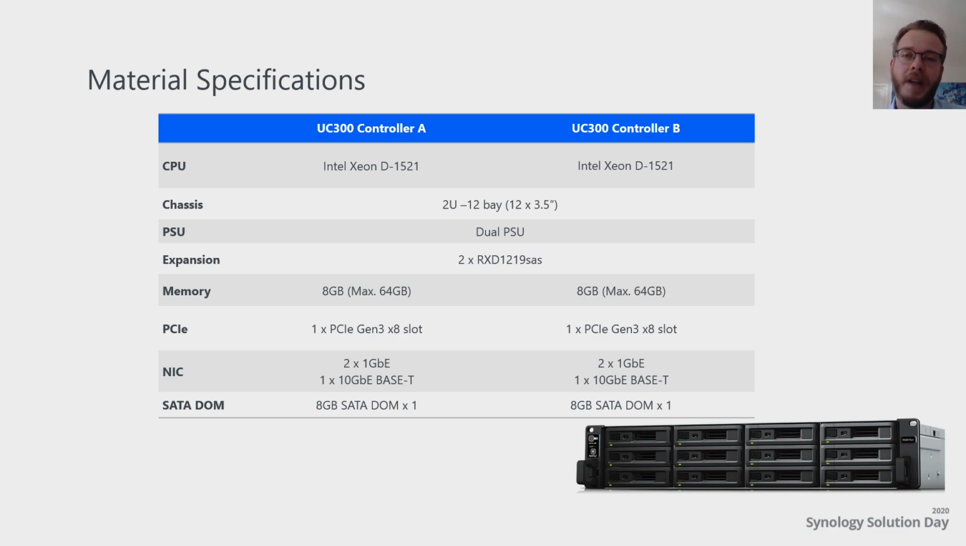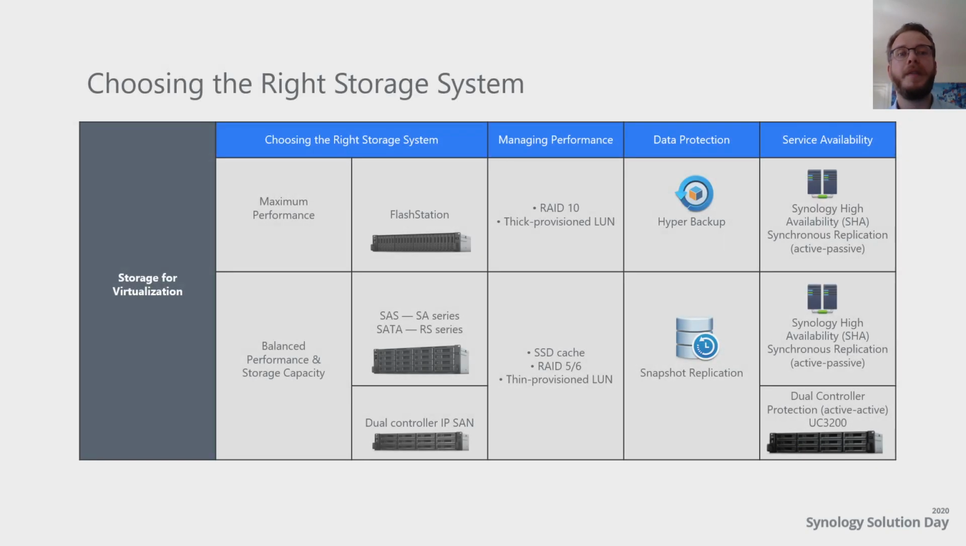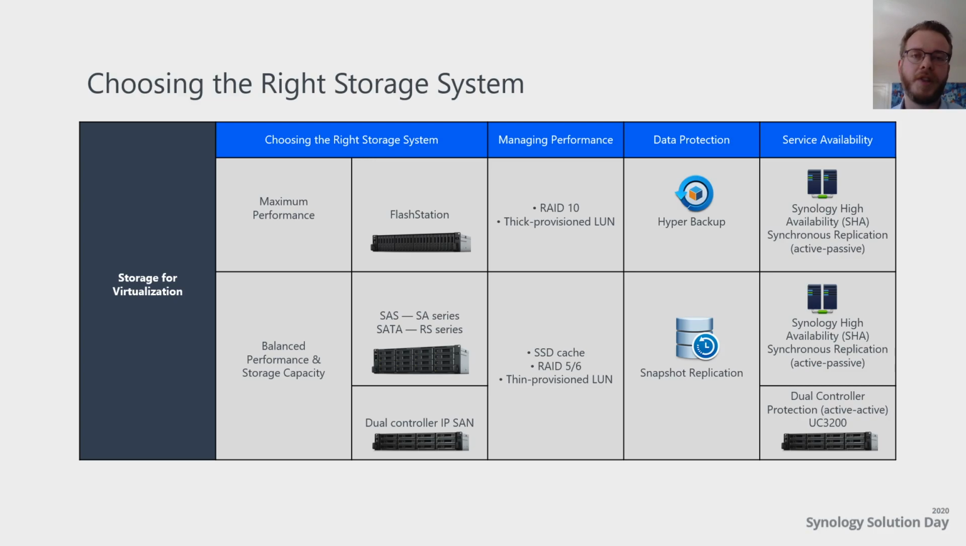So when looking at a virtual storage environment, we've seen different units coming by, from FlashStation to the UC3200, how to advise your customers on the best choice for their unit in their environment. So when we're looking for storage for virtualization, there are a few things that you need to keep in mind. If your customers are thinking about maximum performance, you will always end up in the FlashStation range, because these will give you the highest IOPS and the lowest latency for maximum performance.